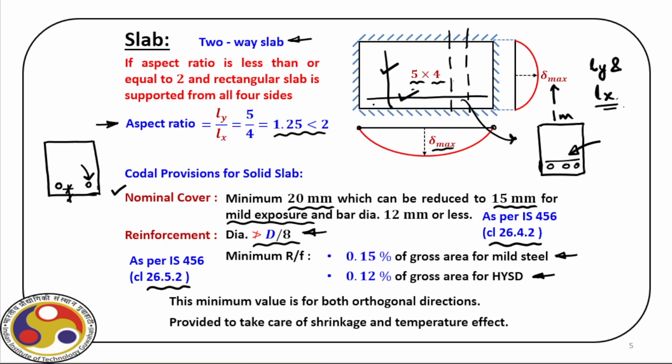So, for both these directions, we have to find out the minimum amount of steel depending upon the grade of steel that we are going to use. So, that we have to keep in mind. And obviously, in this process also, we have to take care of shrinkage and temperature effects. So when these come, we'll explain what their meaning is.